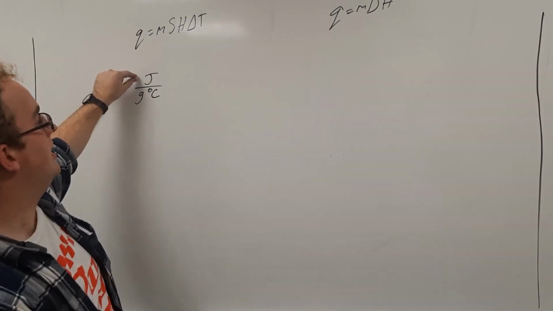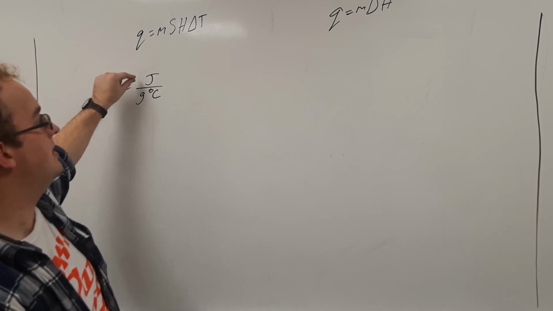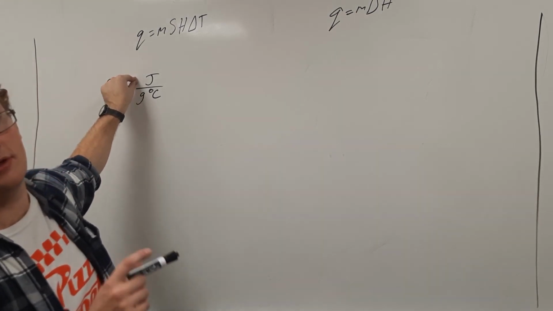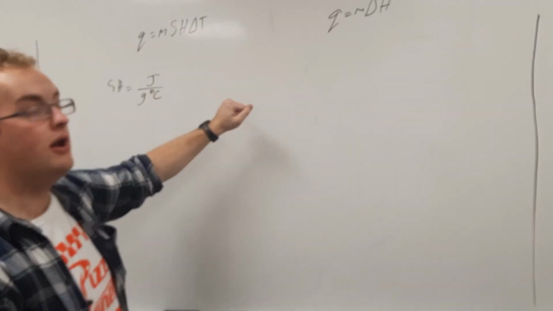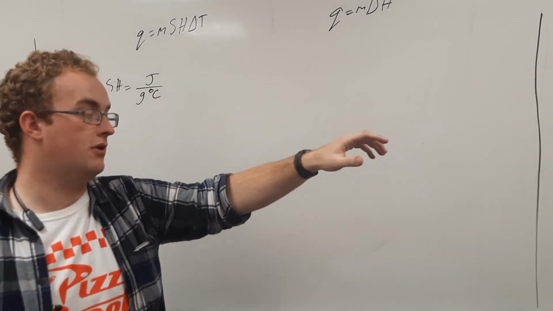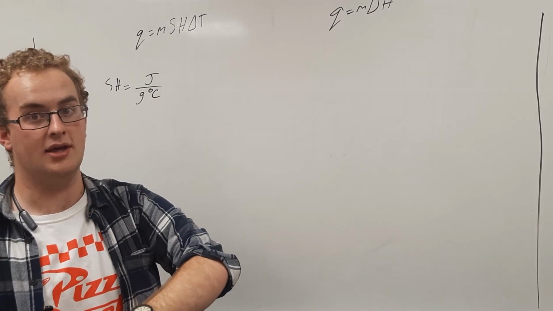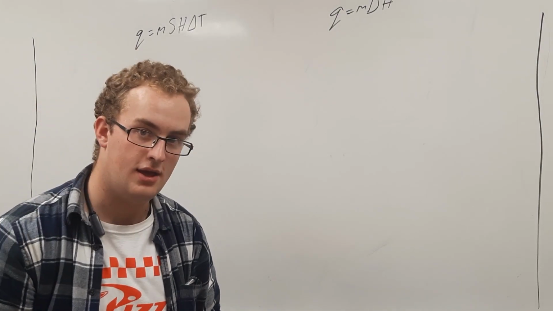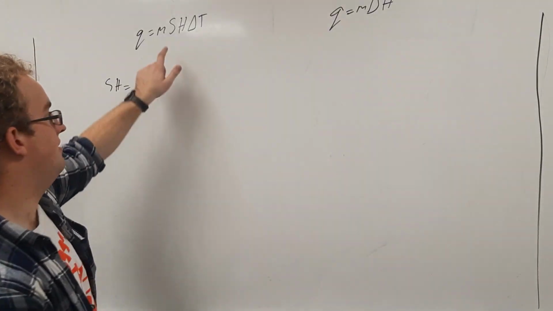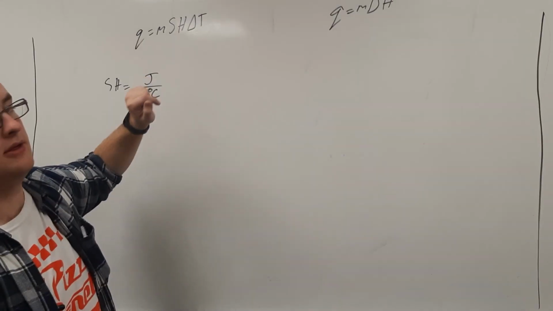The amount of joules it takes to raise 1 gram of something 1 degree Celsius, it doesn't take very many joules to raise it, so it's a small heat capacity. But water, it takes a lot of heat in order to raise 1 gram of water 1 degree Celsius, so it has a much higher heat capacity, specific heat capacity, and that's what SH means.